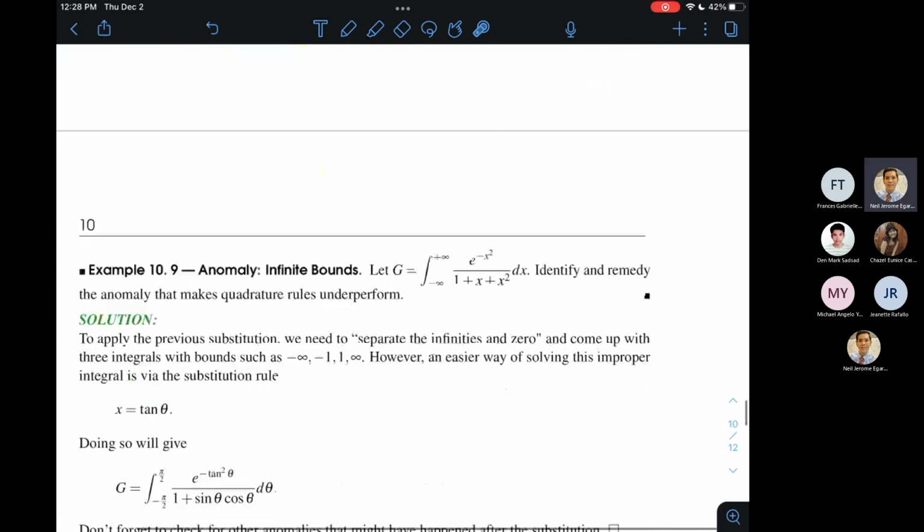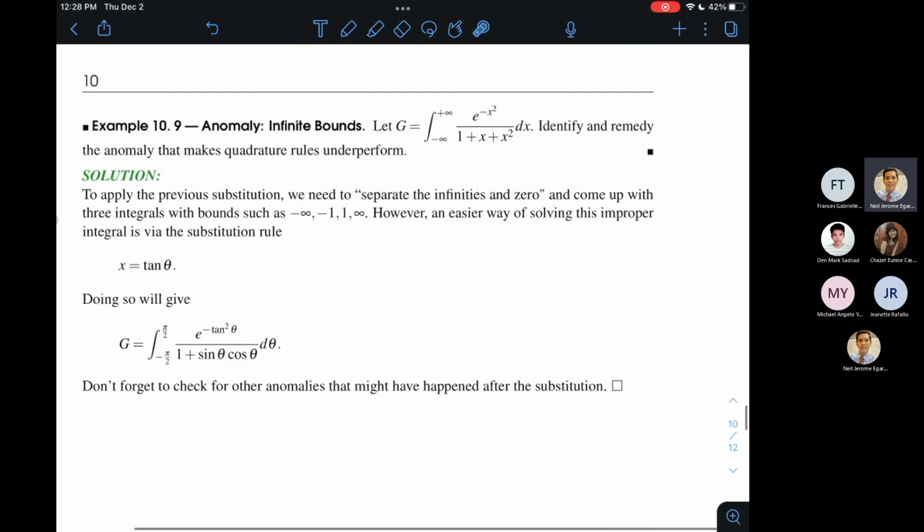And then let's see, example 9, infinite parehas yung bound, so same trick. Hatiin natin siya sa, actually ngayon, hatiin natin siya sa 4 na integrals.